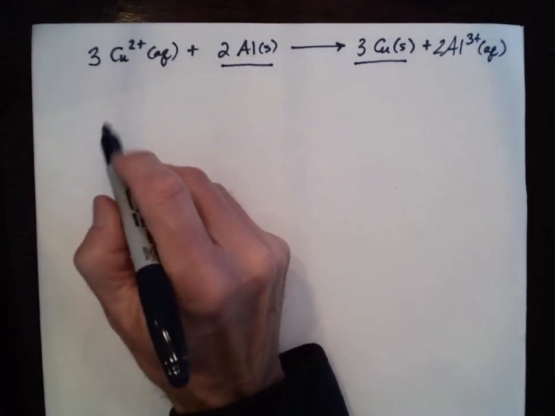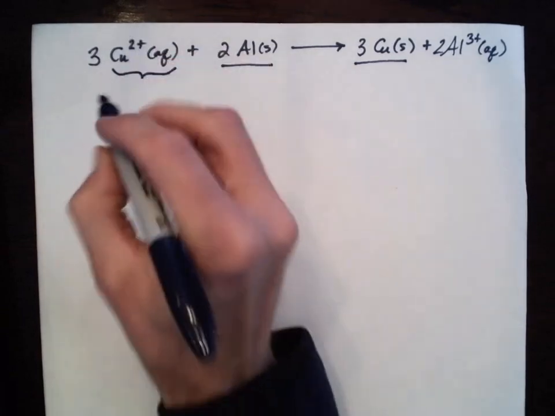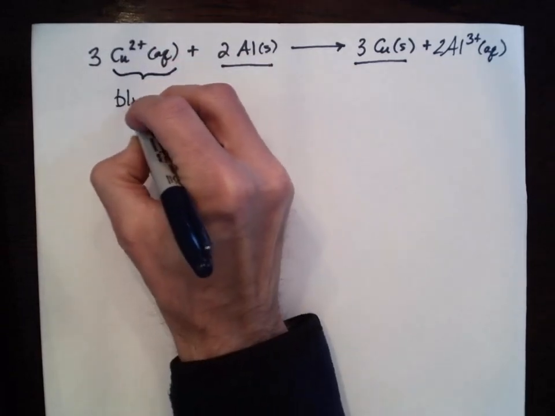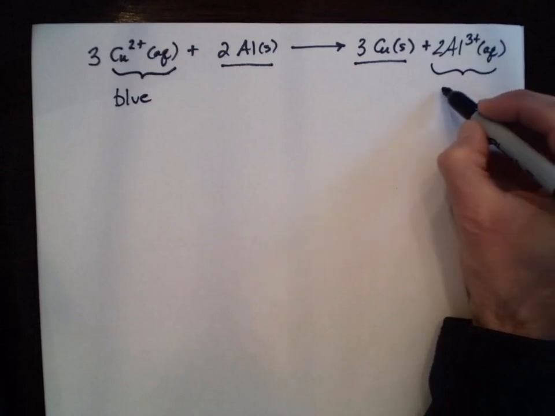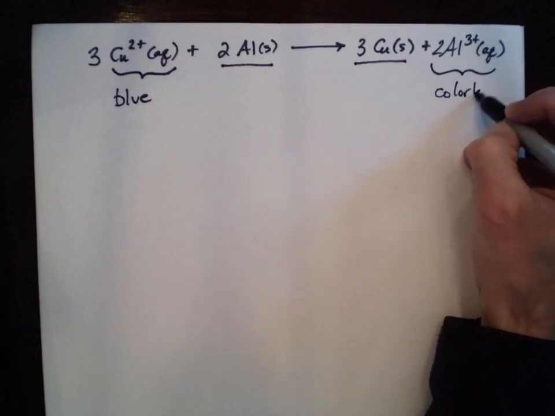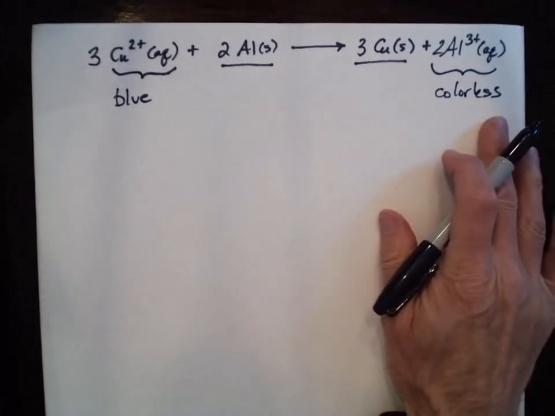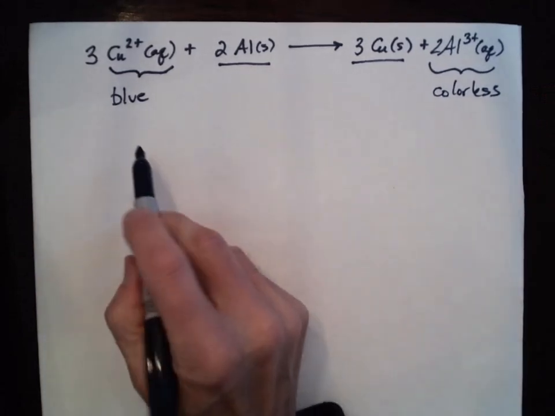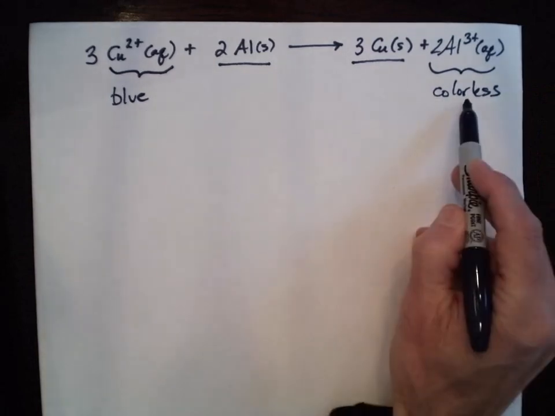What we see here is that in the solution phase, not in the solid phase of this reaction, but in the solution phase of this reaction, we have a copper 2 solution, which is blue, going to an aluminum solution, which is colorless. And so if we imagine looking at this solution over time, we recognize that the color of this solution would go from blue to colorless.